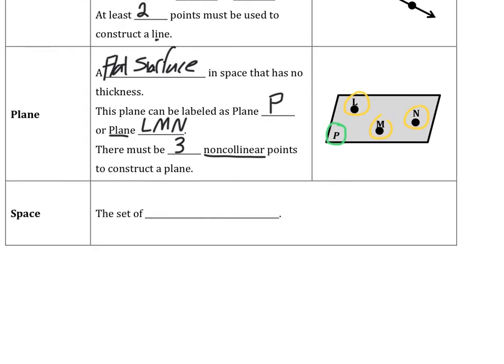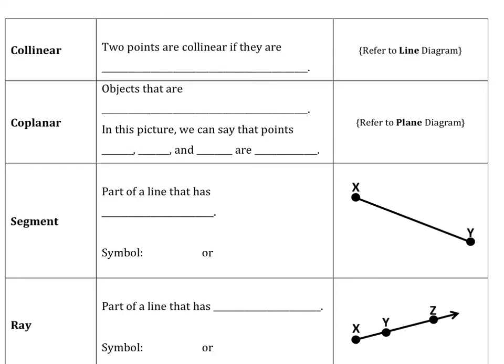So space is simply the set of all points. Oops, all only needs one, A. So this is the set of all points that are possible. Now we're going to get into what does collinear mean.